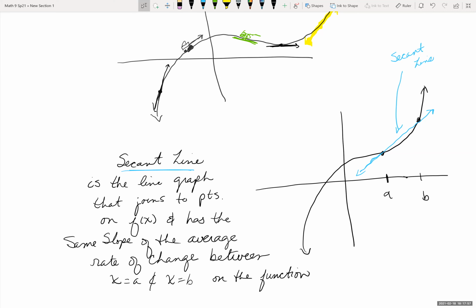So let's go and do one more example, at least, for finding the average rate of change. Then let's look at finding the instantaneous rate of change of a function at a particular point.